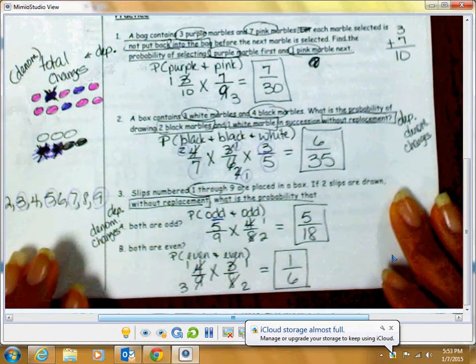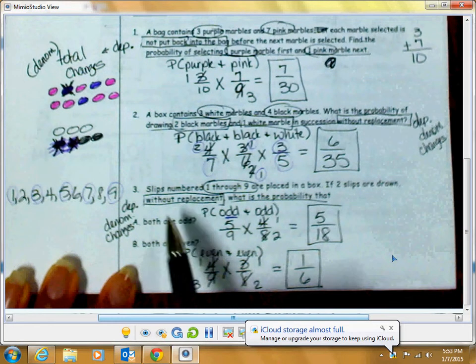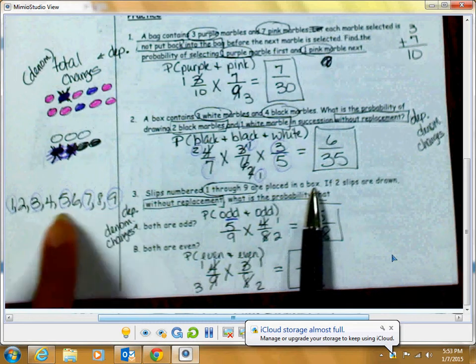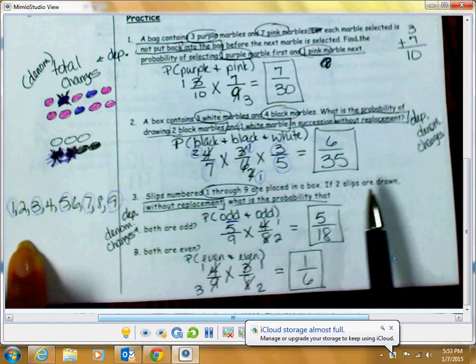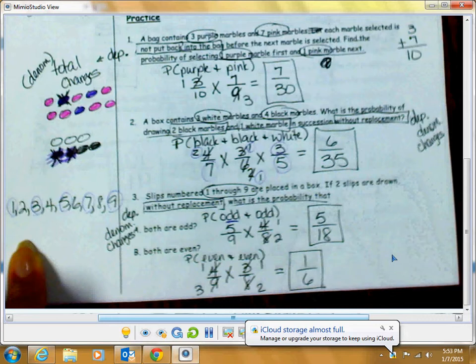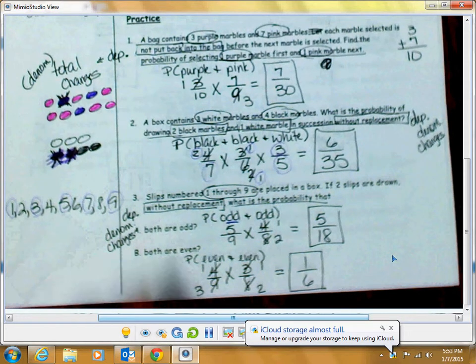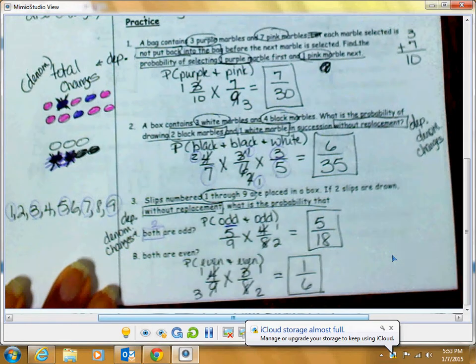Okay, problem number 3. It says slips number 1 through 9 were placed in a box, so we wrote out the sample space 1 through 9. Two slips are drawn without replacement. So there's the part telling you dependent: the denominator changes. What is the probability that, part A, both are odd? Remember the word both means you've got to have 2 of them.